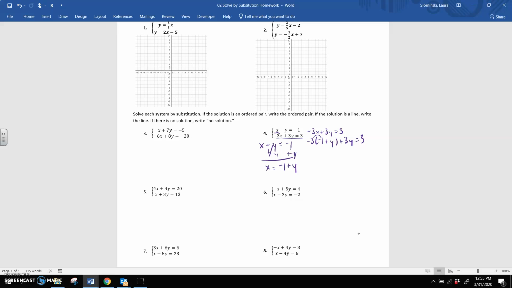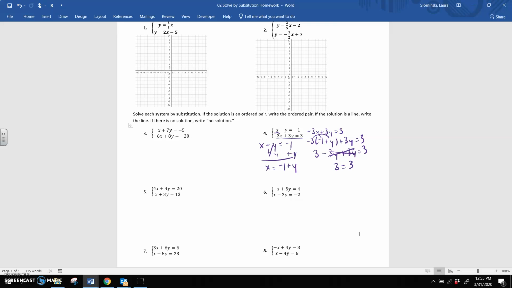When I do that, now I distribute. I have a -3 times a -1, which is +3. -3 times y is -3y, plus 3y equals 3. Once I've gotten rid of parentheses, I always combine like terms, and in this case I have a -3y and a +3y, which means they cancel out. So we've just entered the world of the variable going away, and I'm left with 3 equals 3.